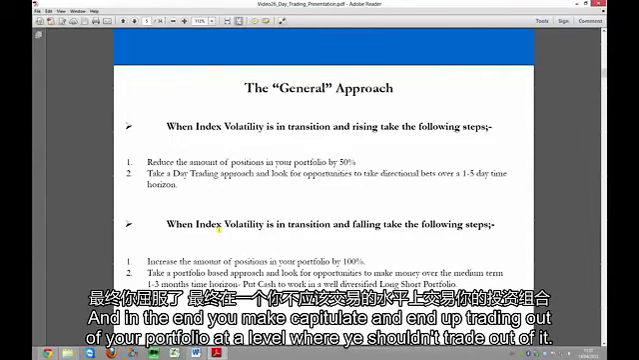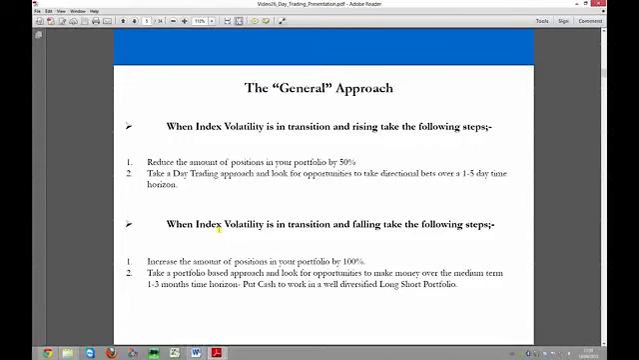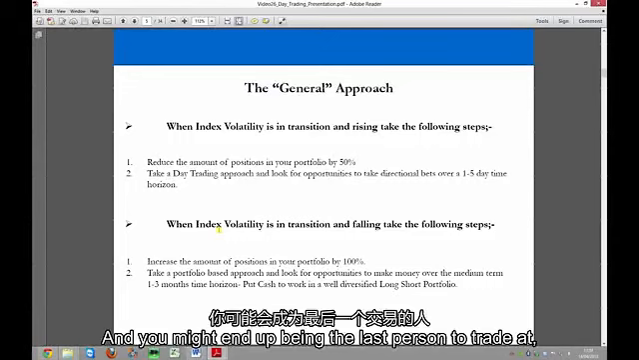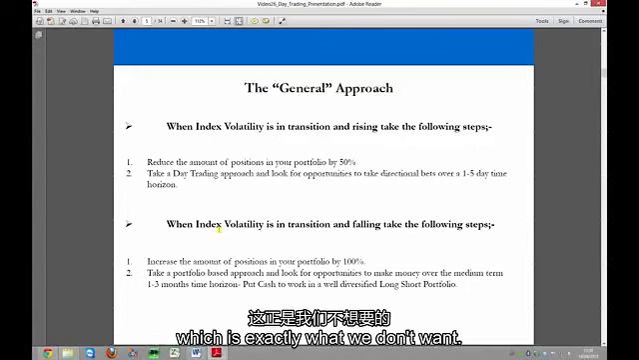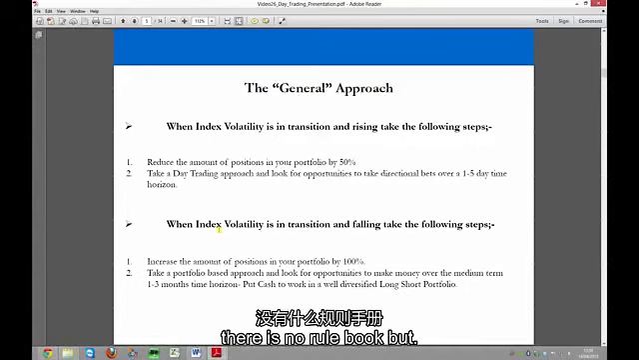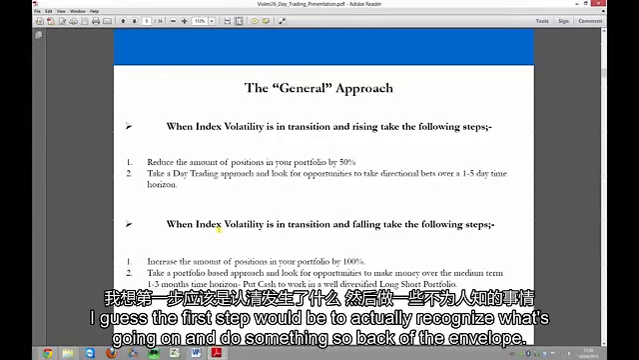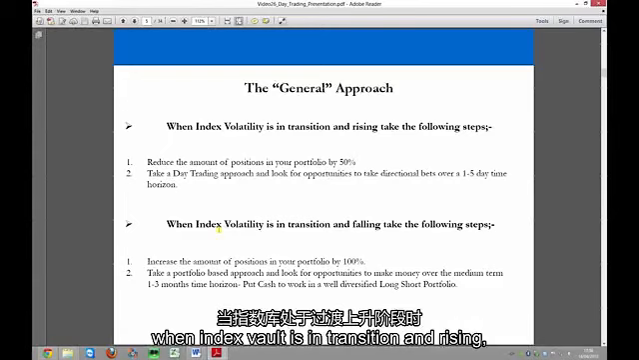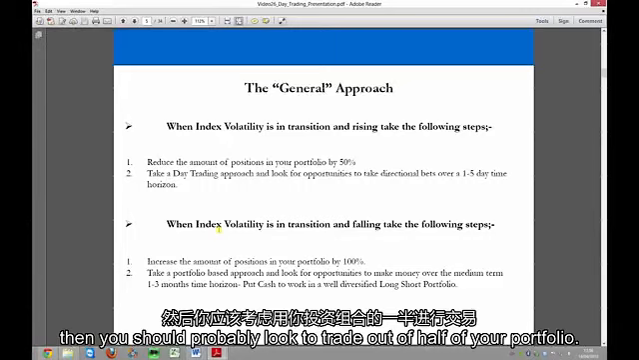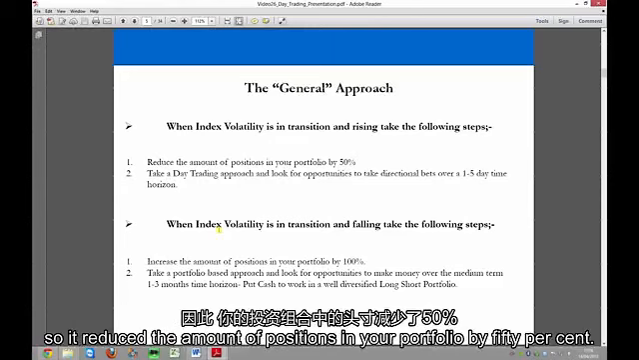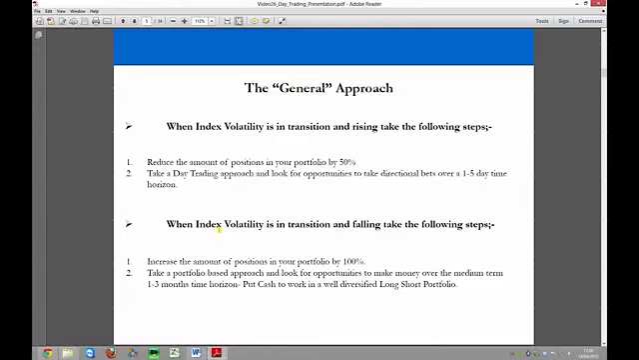And in the end, you may capitulate and end up trading out of your portfolio at a level where you shouldn't trade out of it. And you might end up being the last person to trade out, which is exactly what we don't want. So unfortunately there is no rule book, but I guess the first step would be to actually recognize what's going on and do something. So back of the envelope, when index vol is in transition and rising, then you should probably look to trade out of half of your portfolio. So reduce the amount of positions in your portfolio by 50%.